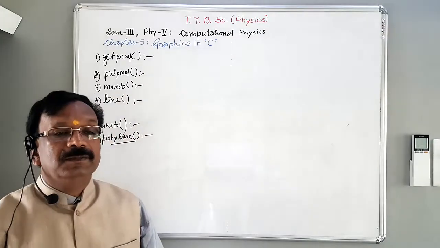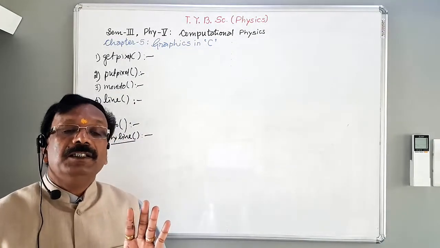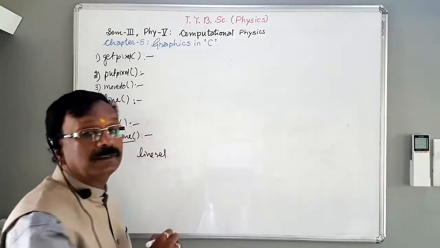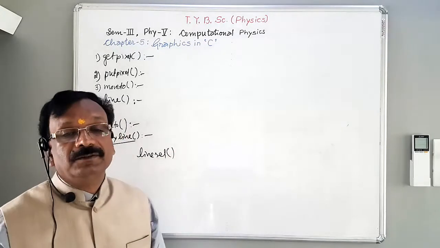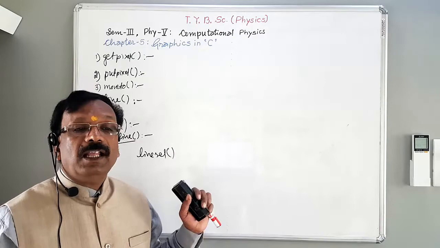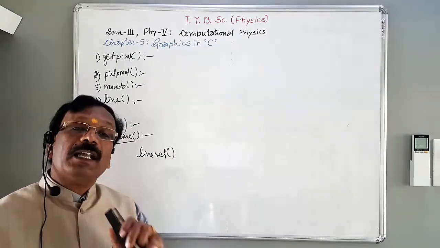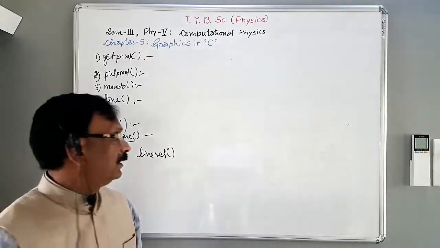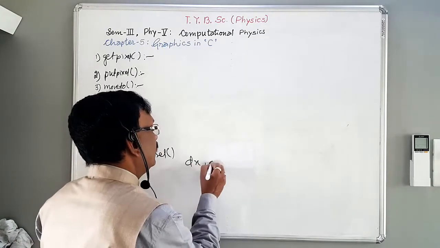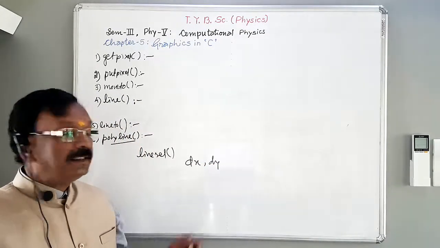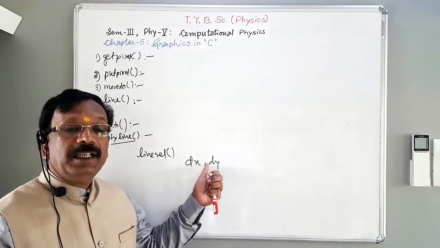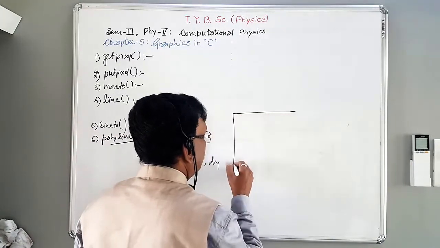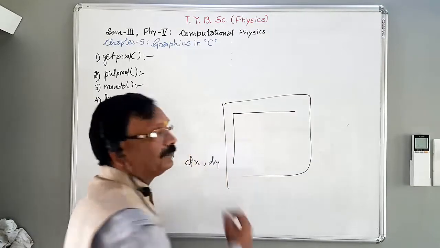This polyline function gives the number of lines using the linerel function, and this linerel function draws a line in graphics mode from the current position to a new position that is a specified distance away, with distances dx and dy. Here dx is the distance along the x axis and dy is the distance along the y axis on the computer screen.